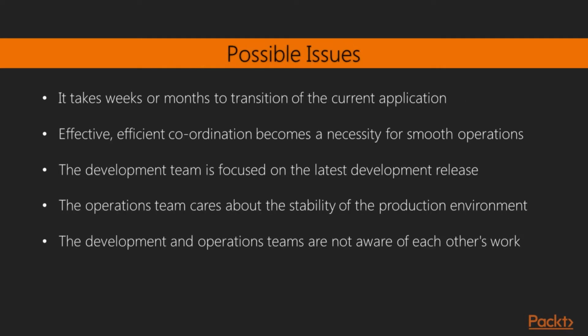The transition of the current application build from the development environment to the production environment takes weeks or months. Priorities of the development team, QA team, and IT operations team are different in an organization, and effective and efficient coordination becomes a necessity for smooth operations. The development team is focused on the latest development release, while the operations team cares about the stability of the production environment. The development and operations teams are not aware of each other's work and work culture.